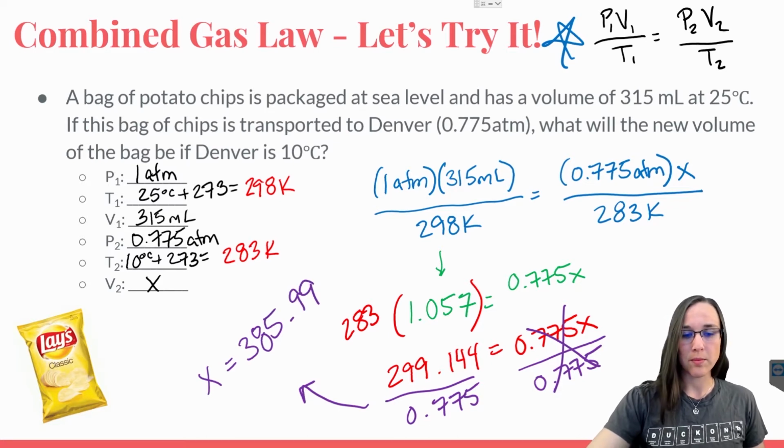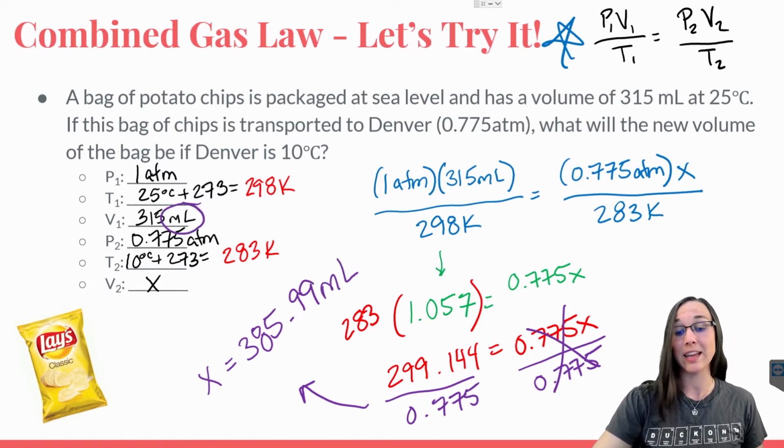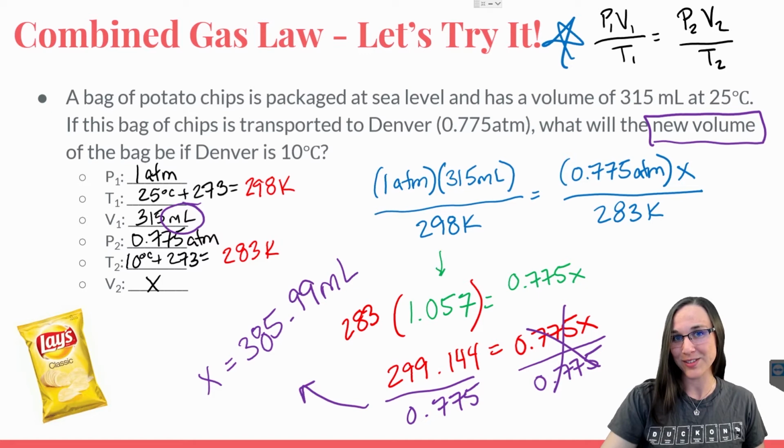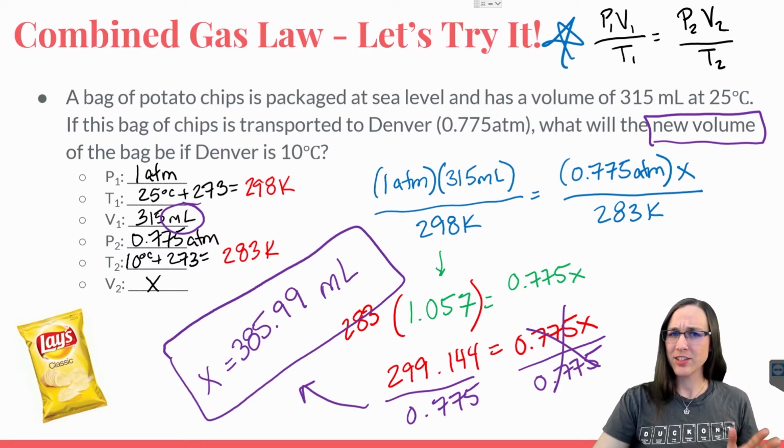This is a volume, and our initial volume had milliliter units. Therefore, our final volume is also currently in units of milliliters. Since I didn't specify whether I wanted it in liters or milliliters, this is okay to do. Let's try and check our understanding on this just briefly here.